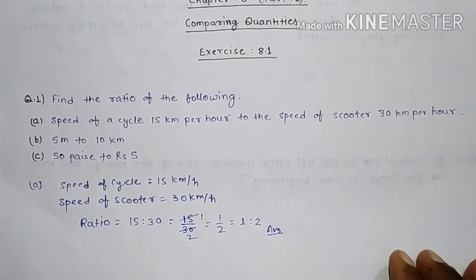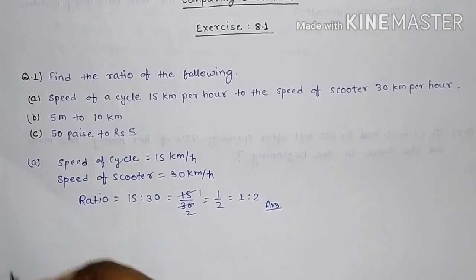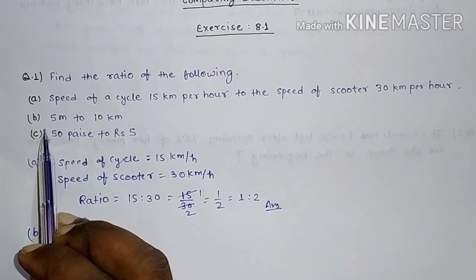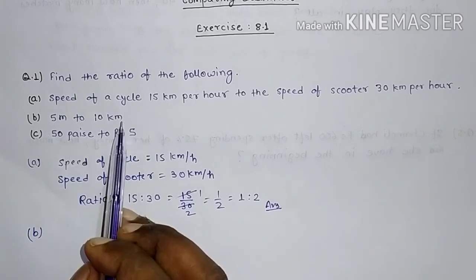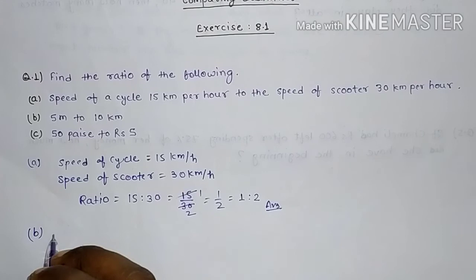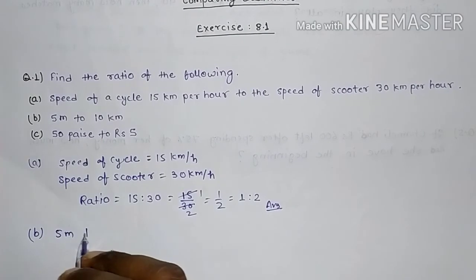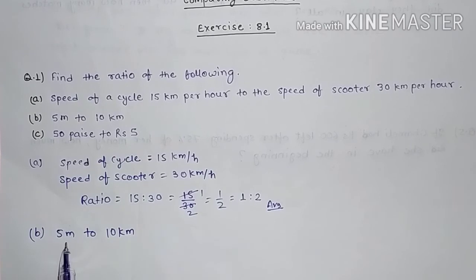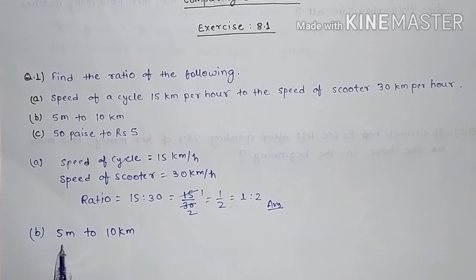Similarly, question number 2, B part. Here we have to find the ratio of 5 meter to 10 kilometer. Here both the quantities must be in the same unit. Here meter is one unit and kilometer is another. So we can convert meter into kilometer, or we can convert kilometer into meter.